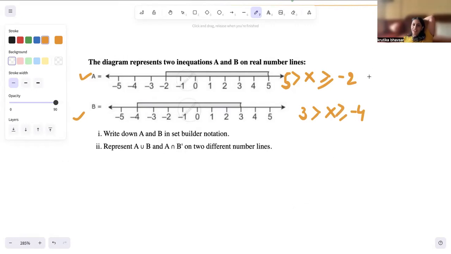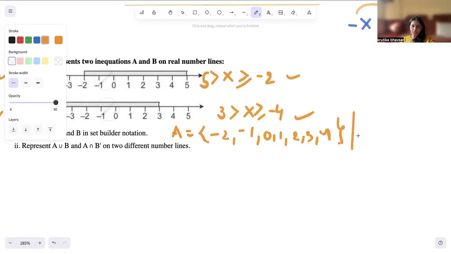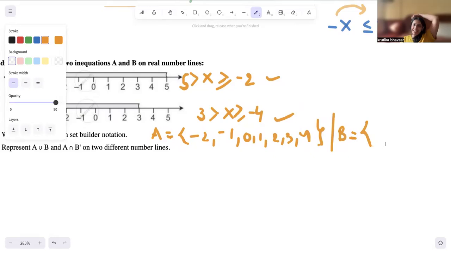Okay, now that we have A and B, we have already set builder notations, right? For A and B. So what is actually A? A can be all values from -2, -1, 0, 1, 2, 3, 4. Can it be 5? It cannot be 5. Nice. What about B? I want you guys to do the same for B together. Let's take 2 seconds and think what B can be.